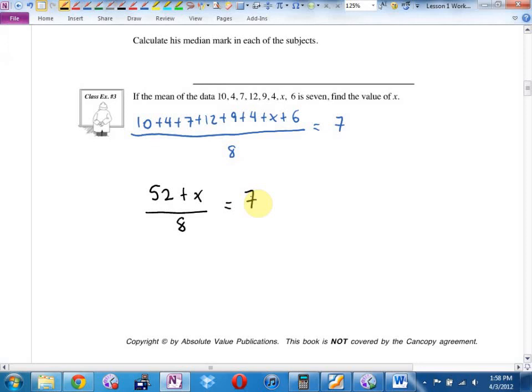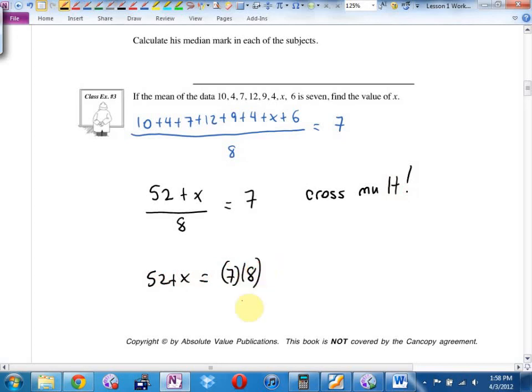Really? You mean this is one fraction equals one fraction? If I put that over 1, which I'm not going to bother doing, I can cross multiply? Are you saying, let's make a little note of that, since many of you didn't remember. So Jordan, you're saying 52 plus x equals 7 times 8?